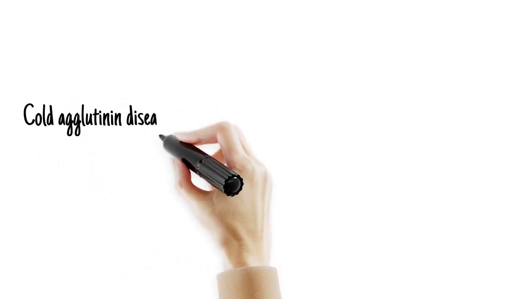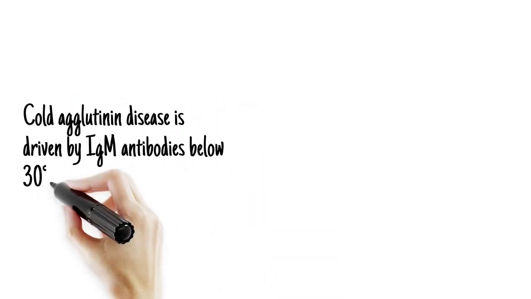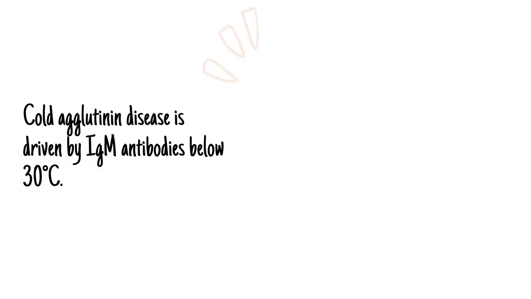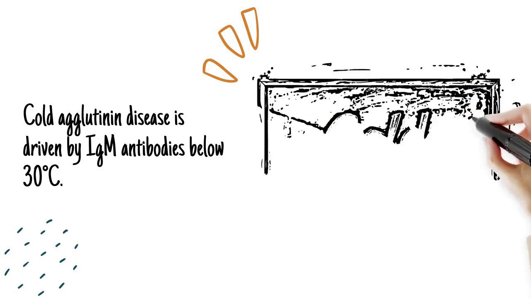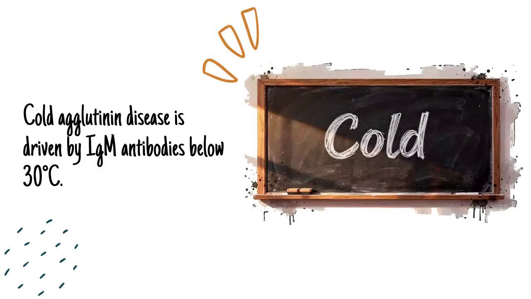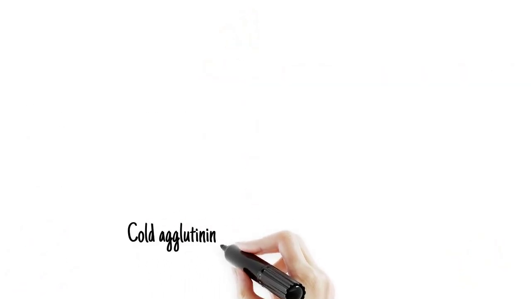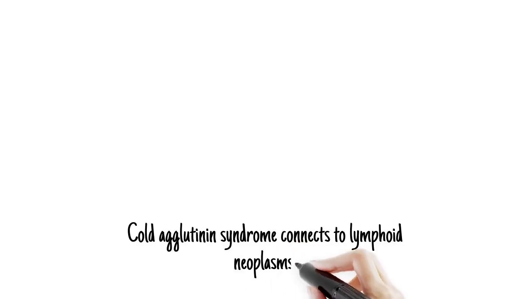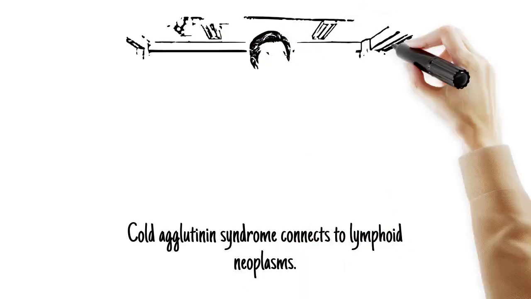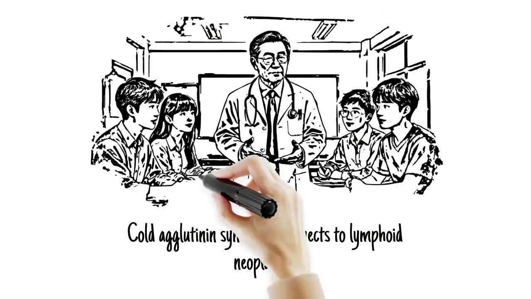Cold agglutinin disease is the second major immune hemolytic anemia and is driven by IgM antibodies that work best at temperatures below 30 degrees Celsius. The chronic form, also called cold agglutinin syndrome, is characterized by hemolysis and red cell clumping in body parts exposed to cold temperatures, with associated Raynaud phenomenon. It often connects to lymphoid neoplasms, and the responsible antibody typically targets the blood group antigen called I.